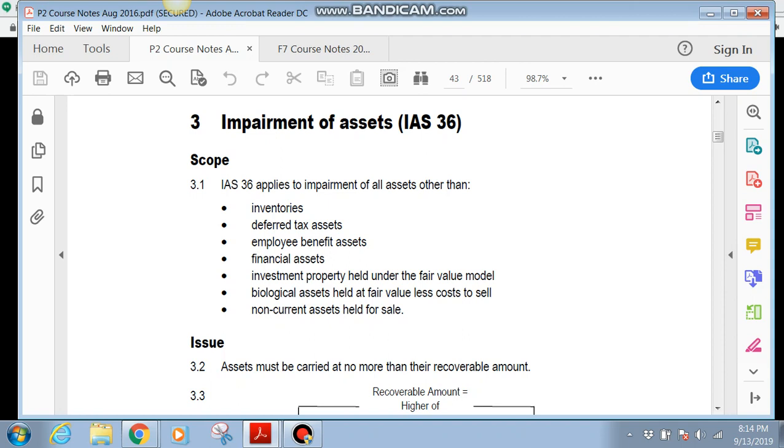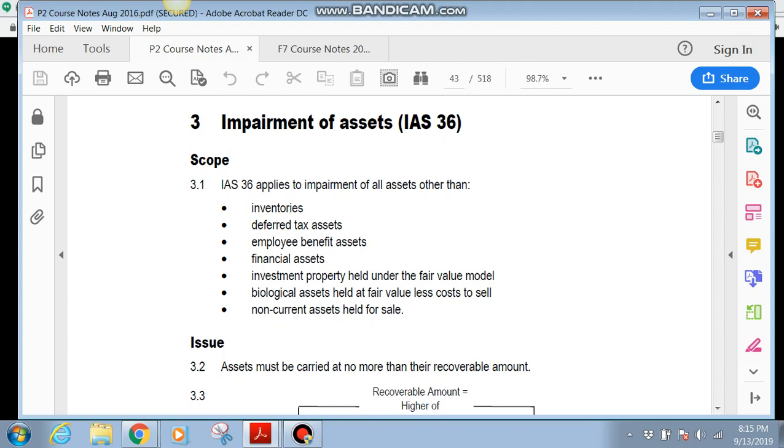Impairment of assets, IAS 36, is one standard which is highly examinable. But take note that this standard does not apply to the following assets. It does not apply to inventory.